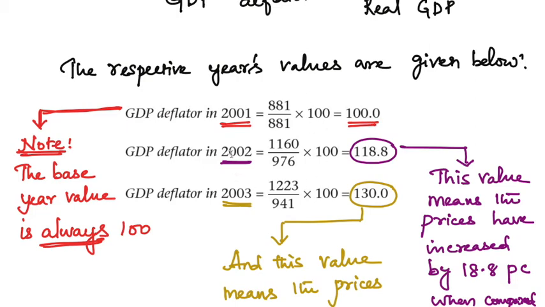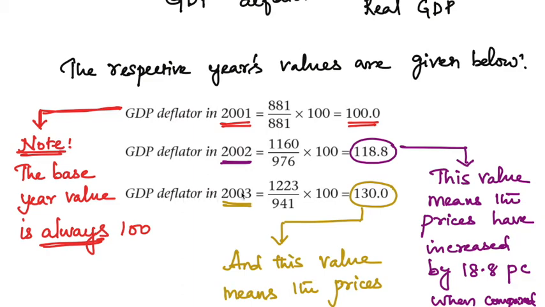So this is basically an index method, which is a statistical tool used to calculate real GDP and to calculate inflation and all that. So using the same formula, we get GDP deflator in 2002. So the nominal GDP is 1160 divided by the real GDP after adjusting for inflation, or after eliminating the price effect. So the real GDP is 976 multiplied by 100. So what you get is 118.8.